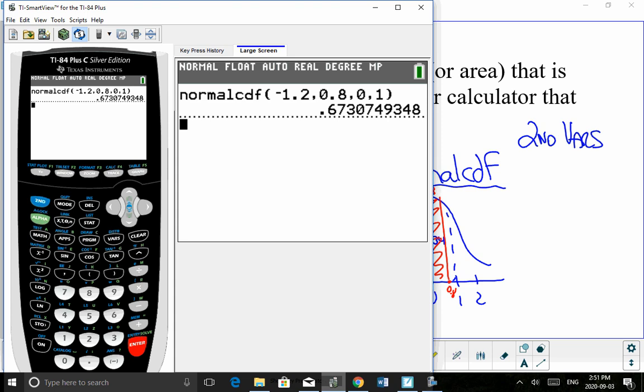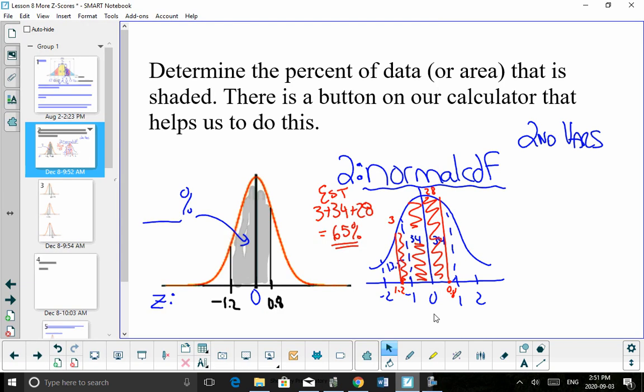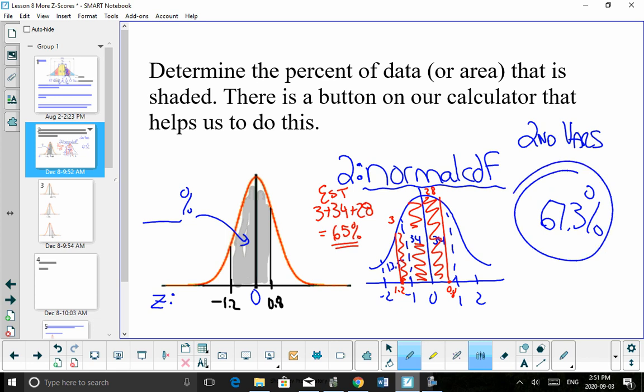So to get the percent, I go times by 100. So I get out 67.3%. So that is the percent between negative 1.2 and 0.8. So I estimated 65 and the actual was 67.3. So that was a pretty good estimate. Okay, let's try these ones.